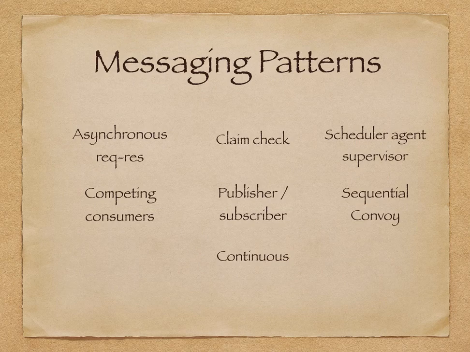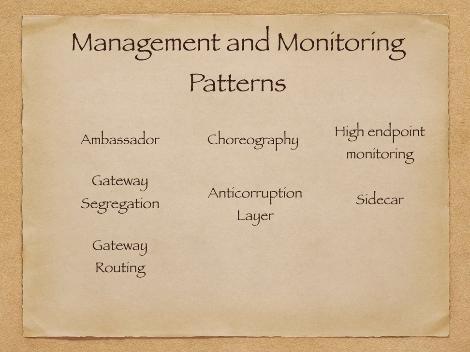For messaging patterns: asynchronous requests, claim check, competing consumers, publisher-subscriber, sequential convoy, and scheduler agent supervisor. For management and monitoring patterns: anti-corruption layer, ambassador, external configuration store, gateway aggregation, gateway routing, health endpoint monitoring, sidecar, strangler.